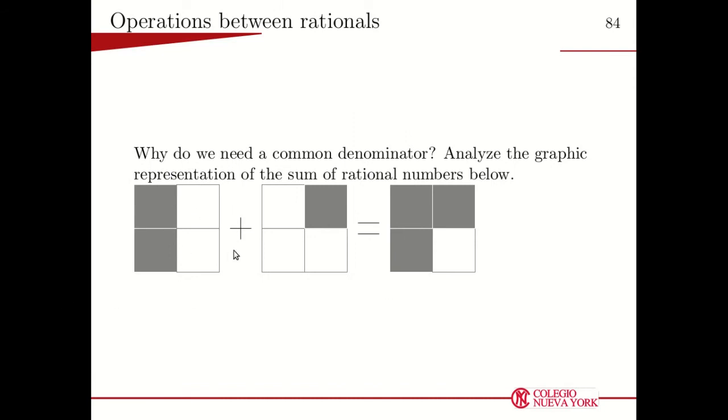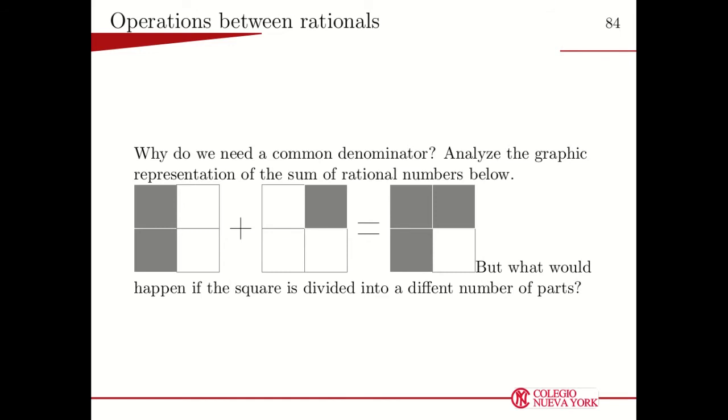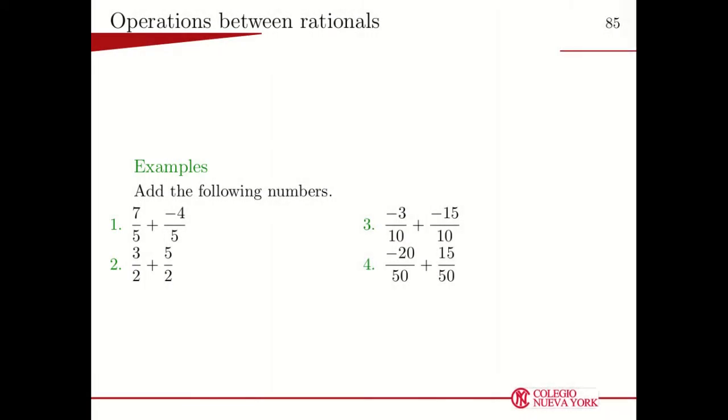Okay, here we see a graphic representation of an addition between rational numbers. We have 2/4 plus 1/4, and that is equal to 3/4. In this diagram, it's easy to see how you can perform the addition between two rational numbers that have the same denominator. But what happens if the square is divided into a different number of parts? Let's first look at a few examples of how to add rational numbers when the denominator is the same.